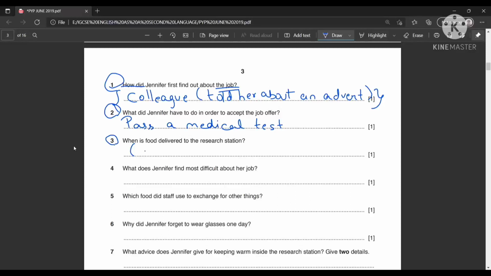You can write either at the end of January, or just January. Both are going to be correct. Now, moving on to the next question. What does Jennifer find most difficult about her job?